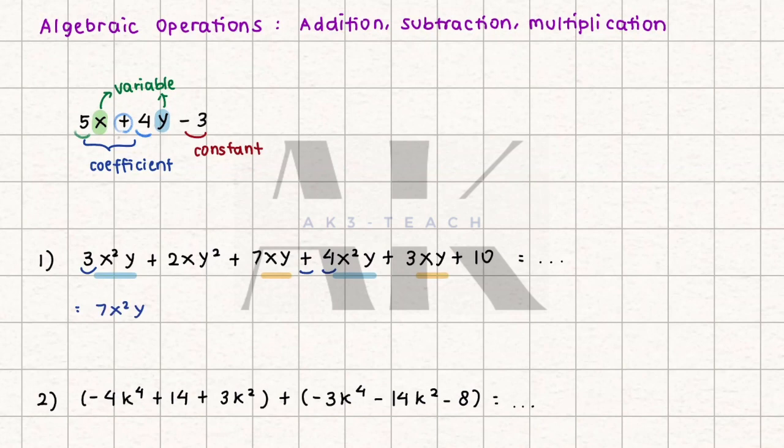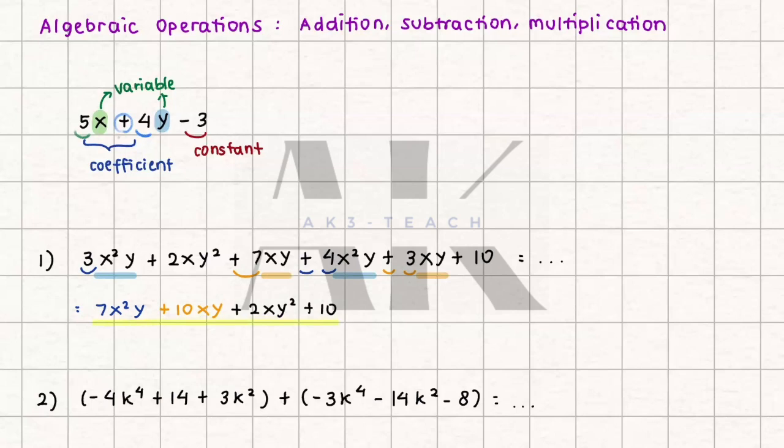What else do we have? As for the orange one, we have positive 7 plus 3. It gives us plus 10. Easy enough, right? As for the rest that don't have anything to combine with, I'm just going to rewrite the plus 2xy squared plus 10. And this is the final answer for the first practice question.